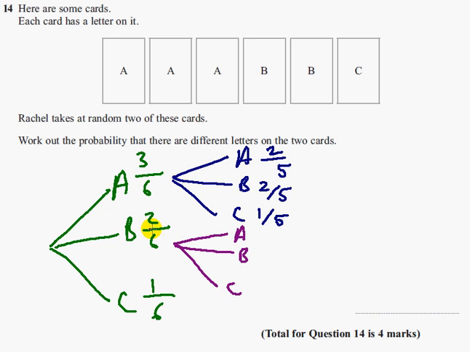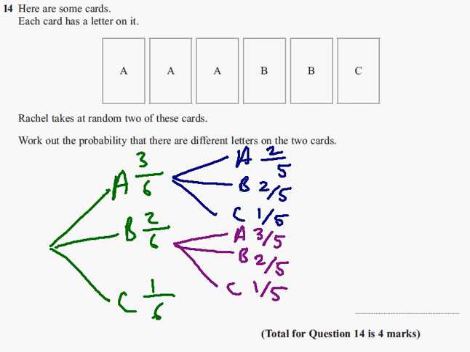Okay. If she had picked a B first, she can still get A, B or C. Now if she picked a B first, there's going to be 3 out of 5 cards that are an A. If she picks a B first, now there's only 2 out of 5 that's going to be a B. If she picks a B first, there's still 1 out of the 5 cards that is a C.